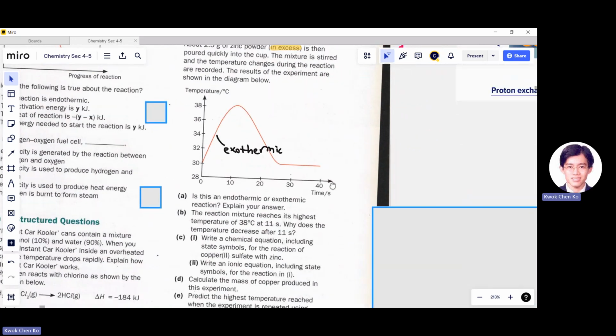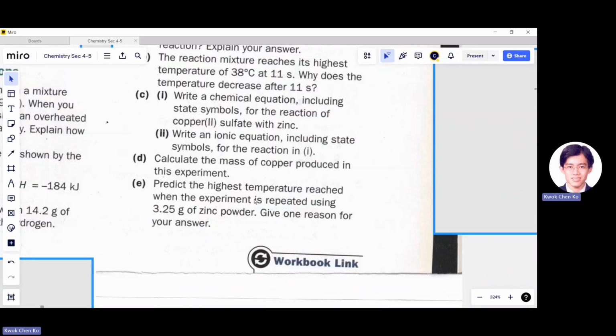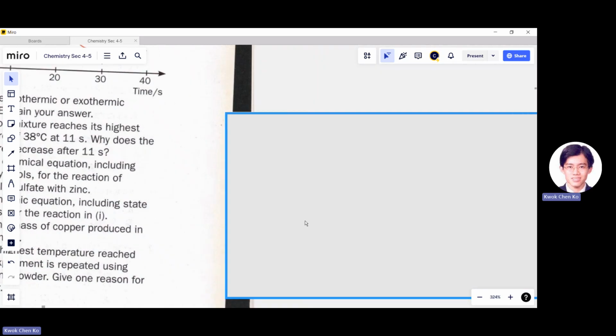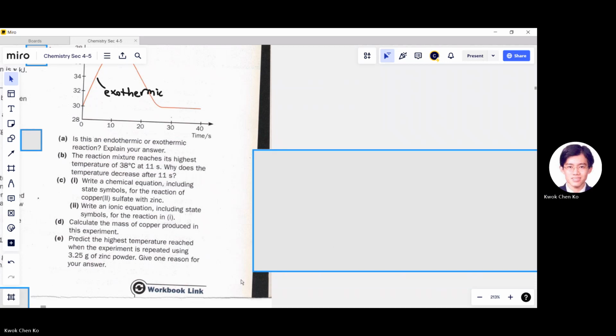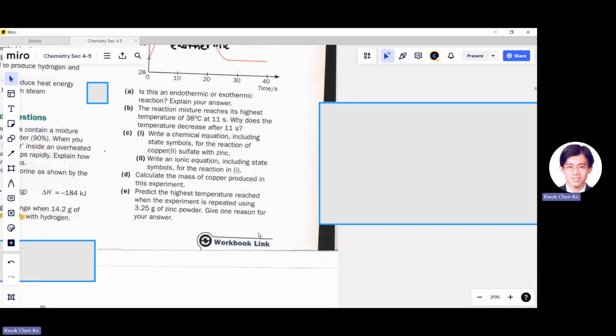So don't get tricked, because zinc powder is already in excess. You add some more, it won't help. The highest temperature is this. The temperature remains the same because zinc powder is already in excess. It will not affect the reaction. The reaction will still stop at 11 seconds.